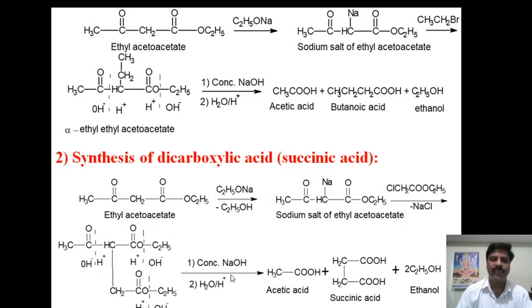One is acetic acid. Actually here four fragments are formed, in which one is ethanol, another molecule is also ethanol, and this will be an acid group, this will be an acid group, and the remaining part remains as it is. Therefore the fragmentation gives acetic acid, second one succinic acid, and third one ethanol. This is the second synthetic application of ethyl acetoacetate.